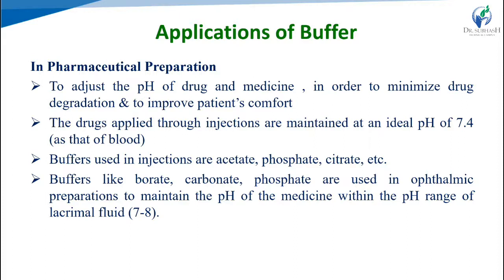That's why buffer systems are helpful in preparations like parenterals, ophthalmic preparations, ointments and creams, to adjust the pH of drugs and medicines in order to minimize drug degradation and improve patient comfort. In injections, acetate, phosphate, and citrate buffers are used. In parenteral preparations, a large deviation of pH may cause serious damage and injuries. The most commonly used are acetate, phosphate, citrate, or glutamate buffer systems.